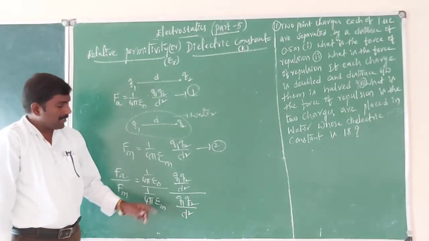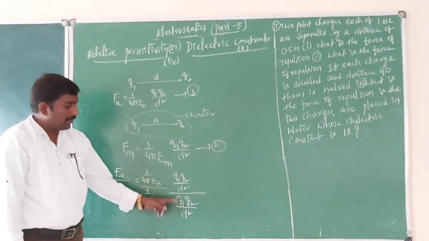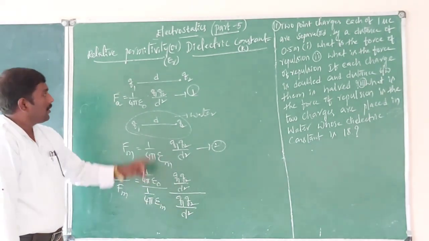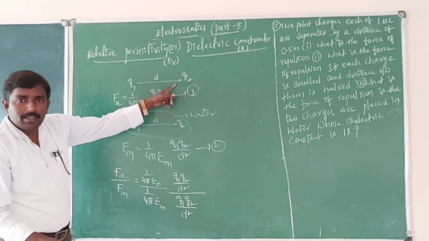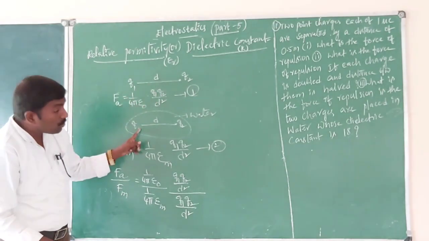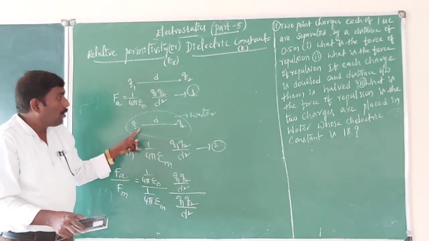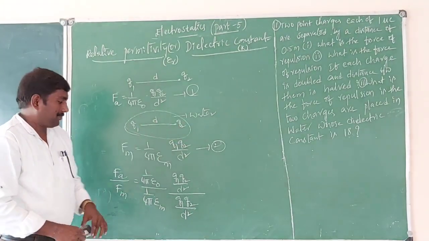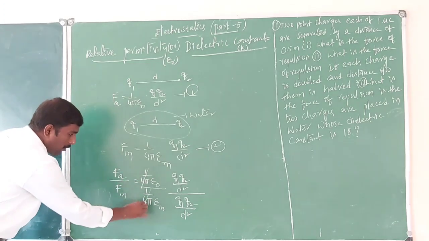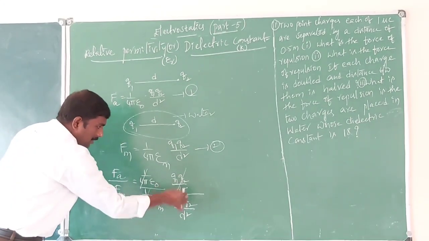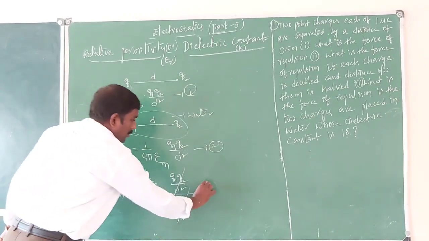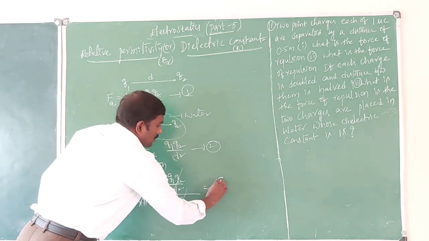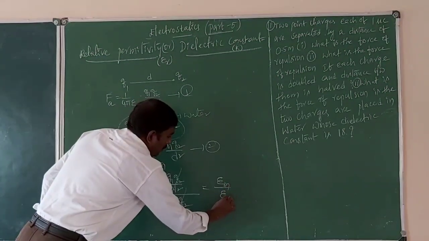See, dear students, in this case the distance between them is constant. These two charges kept in air are separated by distance D. These two charges are also separated by distance D, but these two charges are kept in water. See, 1 by 4 pi cancel out, like this cancel out. So, like this, reverse. Epsilon m by epsilon naught.